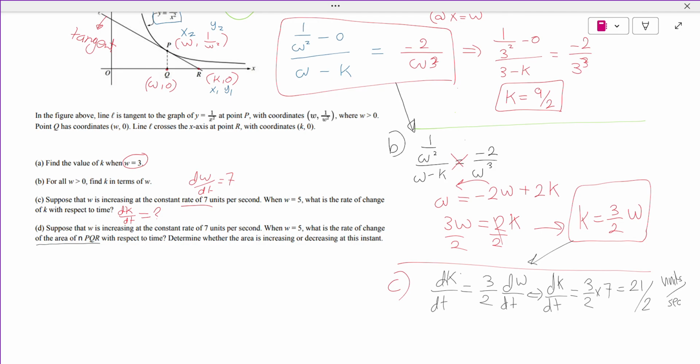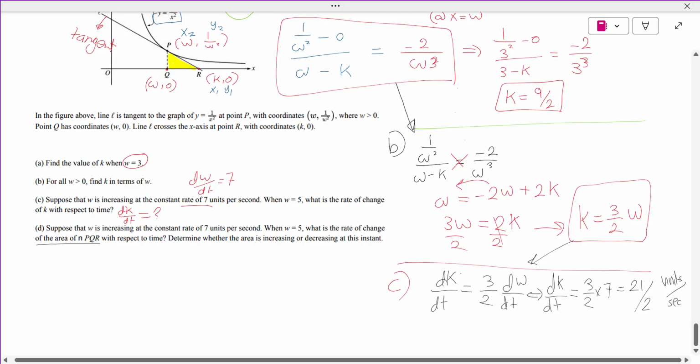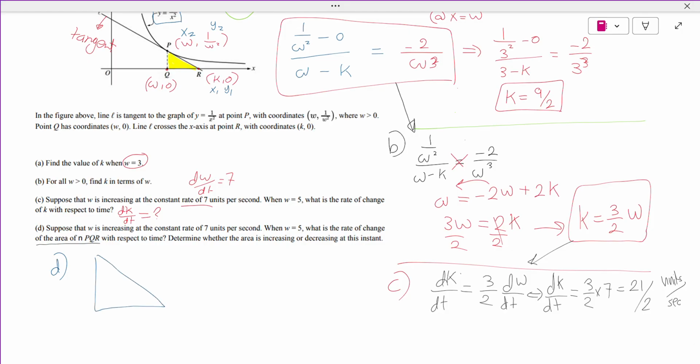So the question is asking for the rate of change of the area of this triangle. So let's graph the triangle down here. This is part D. This is the triangle, right? This point is w and 1 over w squared. This point is w and 0. And this point is k and 0. Okay? So this is the base and this is the height. I know that the area is given by half times the base times the height.